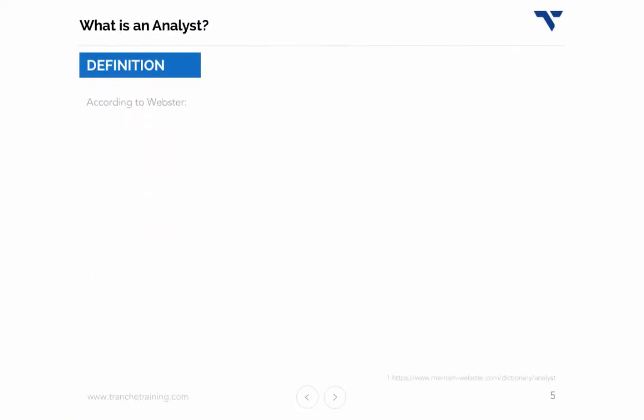So how do we define what an analyst is? Well, let's go to Webster for the answer. According to Webster, an analyst is a person who analyzes or who is skilled in analysis. So there are two words there, analyzes and analysis. It seems like Webster's using the word in the definition, but let's look past that for a moment. These two words are worth breaking down a bit more.